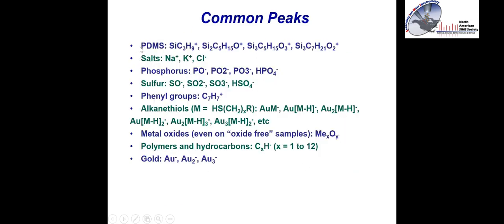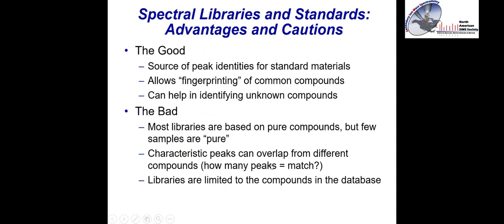I'm not going to read this whole slide, but these are some common peaks that show up in SIMS spectra. So common PDMS peaks, salts, and if you're looking at alkane thiols, there's a whole series of peaks that show up. Metal oxides: even if you have a so-called oxide-free sample, you'll often see metal oxide species. And typically the intensity of these peaks will follow trends you would expect based on the ionic structure and the types of oxides that will form. But these are typical peaks you can look for if you have these types of materials in your sample.